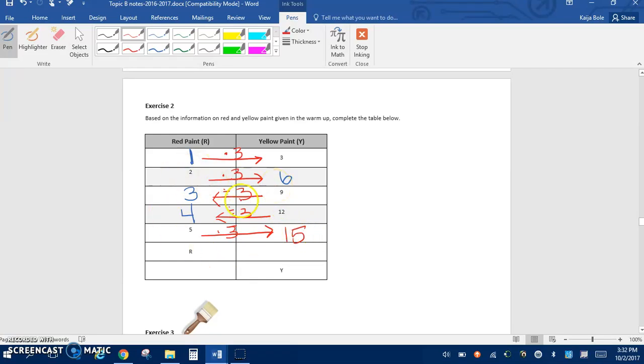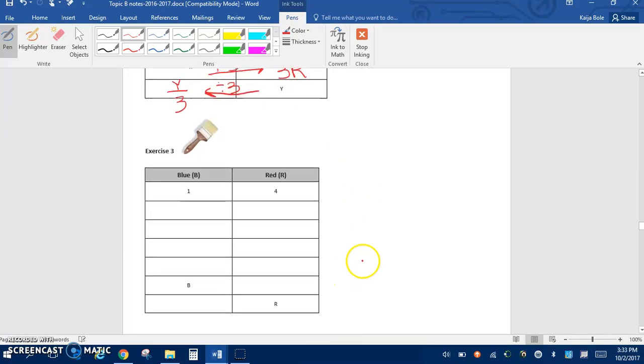Now we have a variable r for red paint. We know that when we go across we are multiplying by 3. So for yellow paint we would have 3r, which is 3 times r. That's kind of like what we've been doing in our warm-ups. Now if we're going back the other way, we have yellow. So here we are dividing by 3. So our equation would be y over 3. We're dividing by 3 here. That's all we had to do for this one, just fill in the table. So we're going to move on to exercise 3 here.